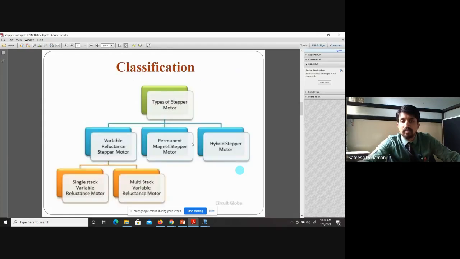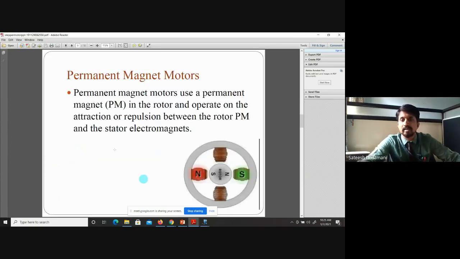Now classification, if you want to see, there are types of stepper motors available: variable reluctance stepper motor, permanent magnet stepper motor, and hybrid stepper motor. Here in general I have explained the variable reluctance stepper motor. Again, there are two types, single stack and multi stack. That is not required here. In general, the variable reluctance stepper motor is explained here. And the permanent magnet stepper motor, already I told what is the difference.